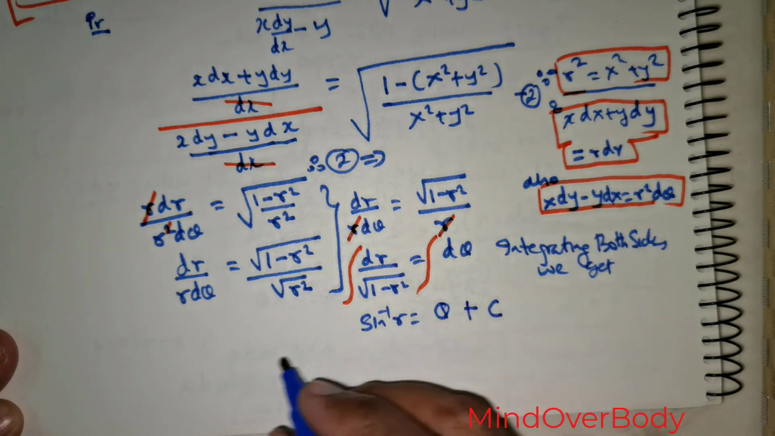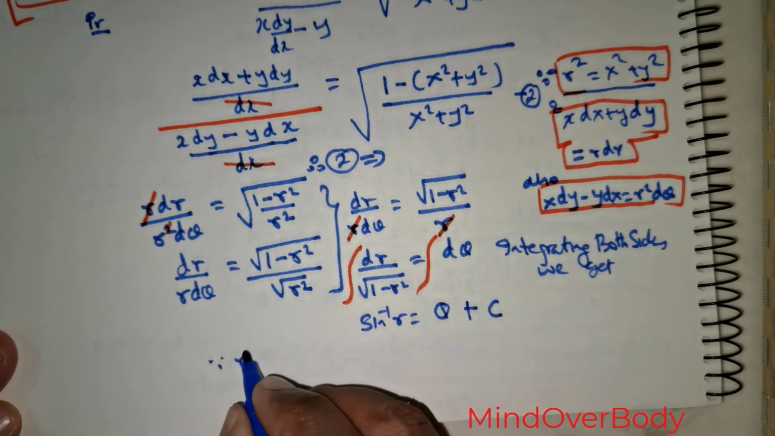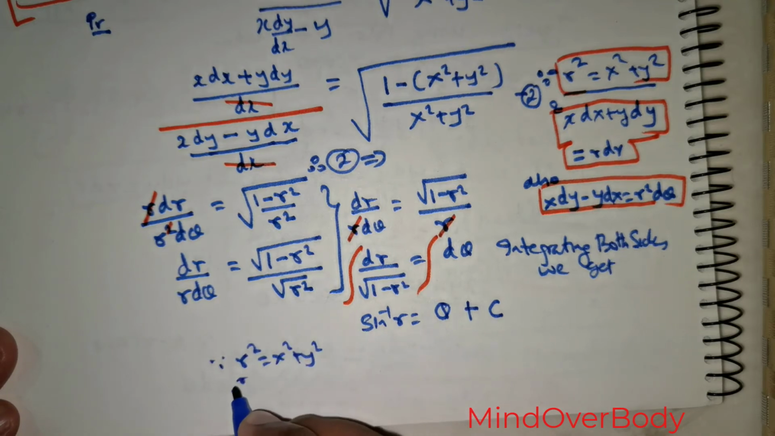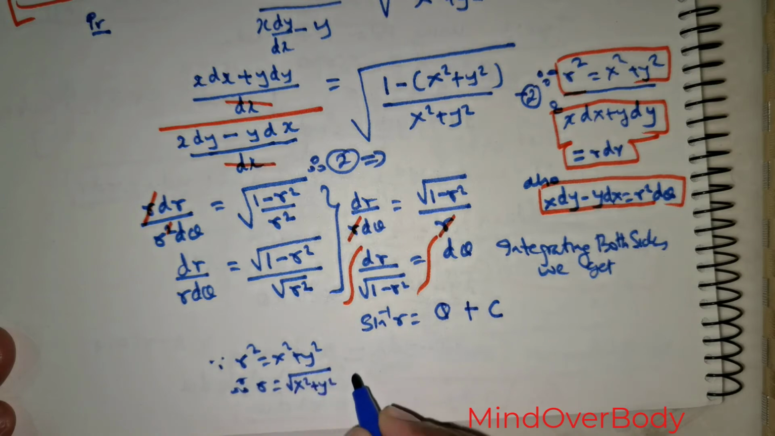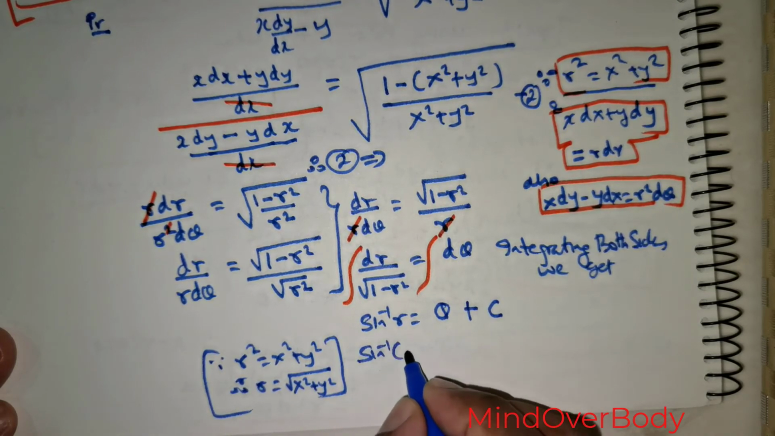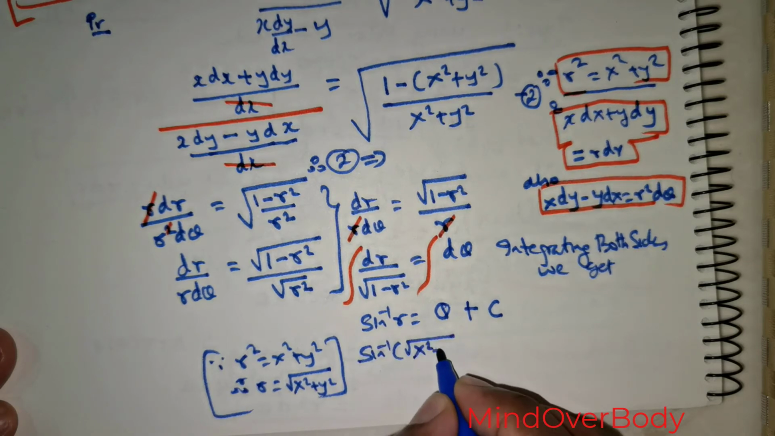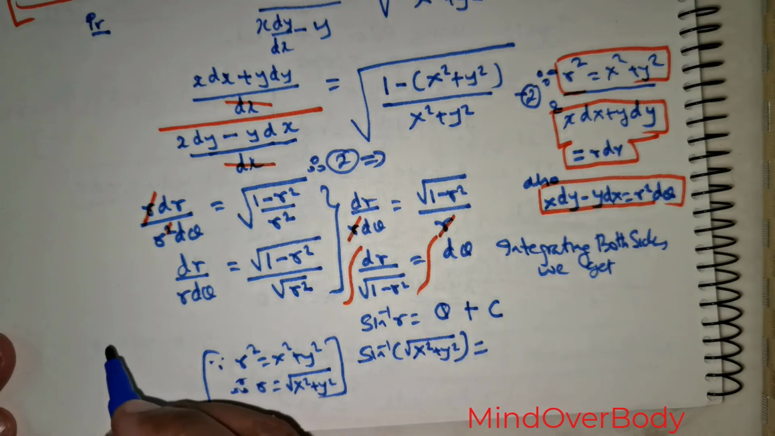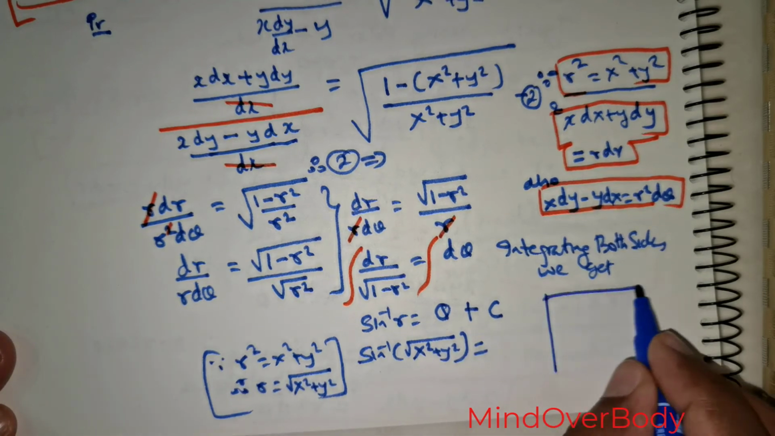But sine inverse of r, now r squared is x squared plus y squared, so therefore r is root of x squared plus y squared. So this is going to be sine inverse of square root of x squared plus y squared is equal to theta. Now let me write that down here.